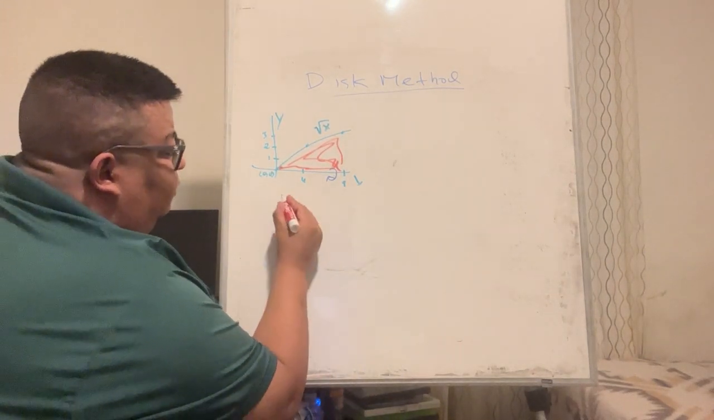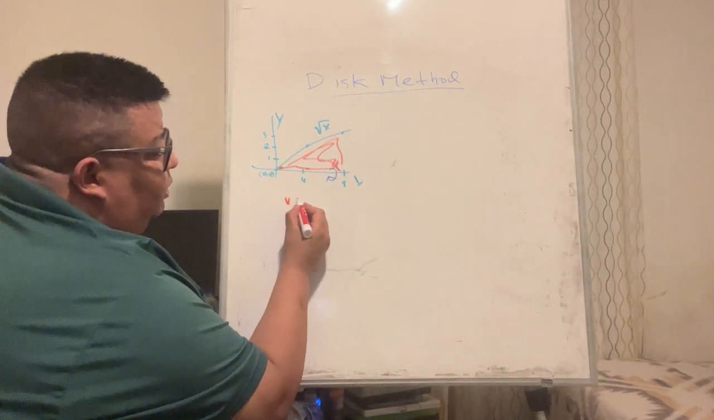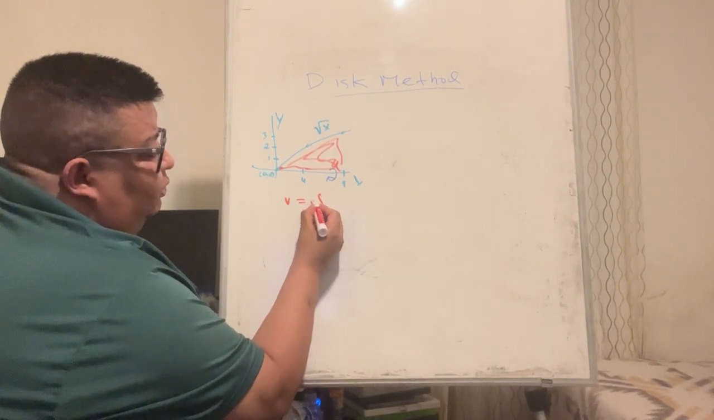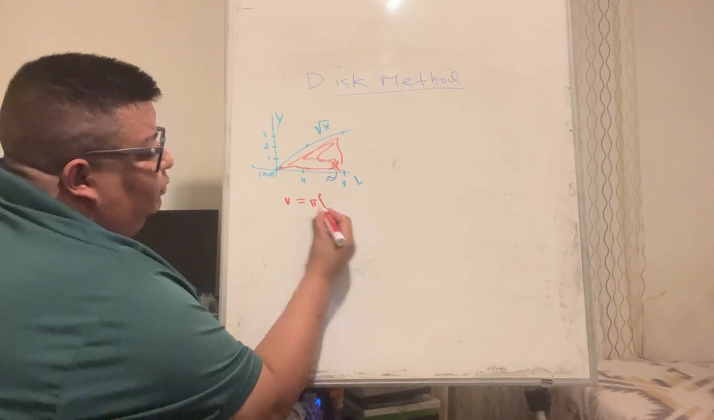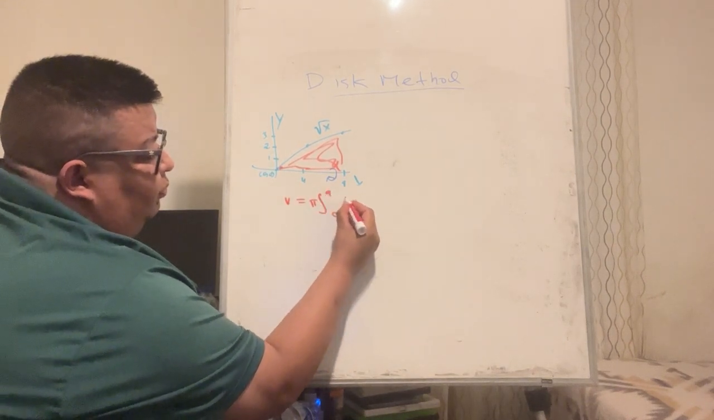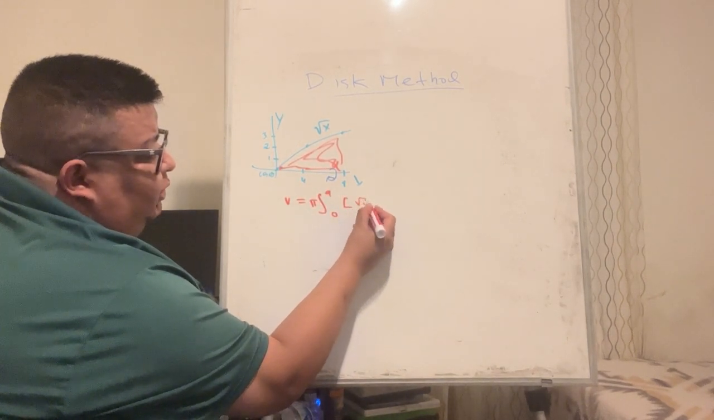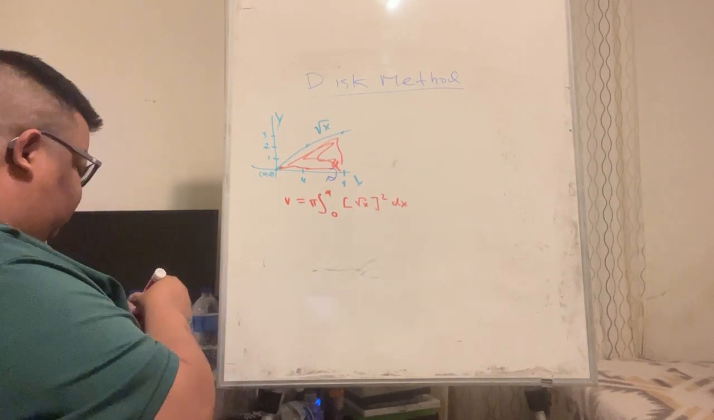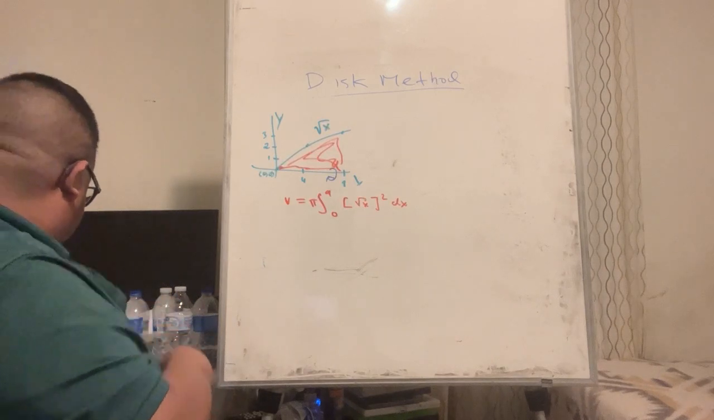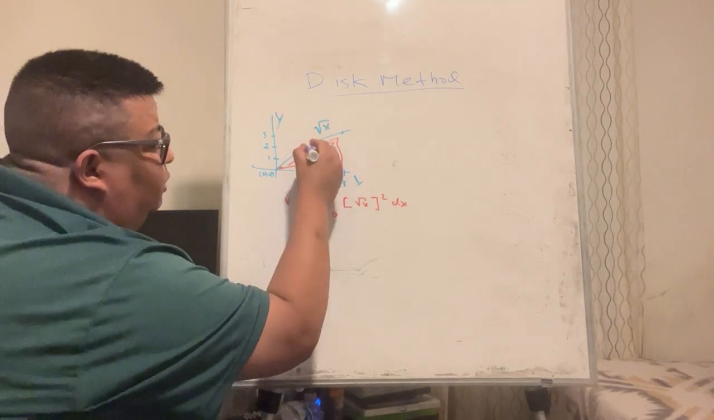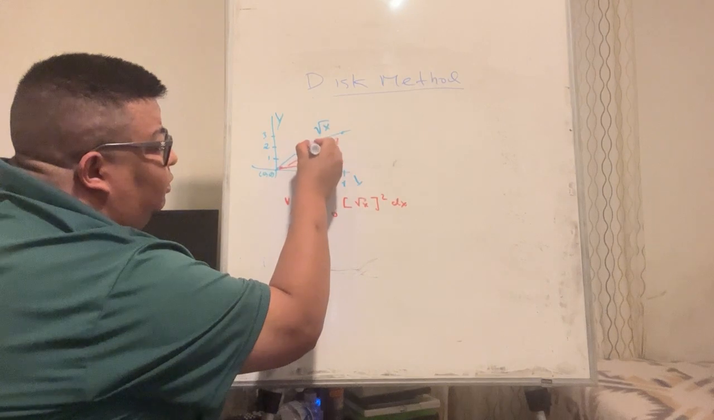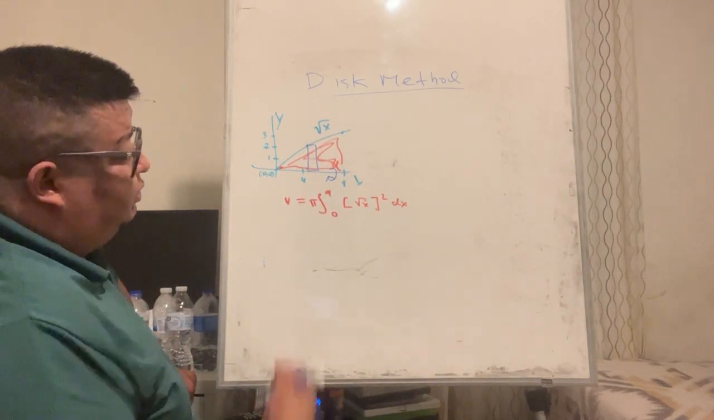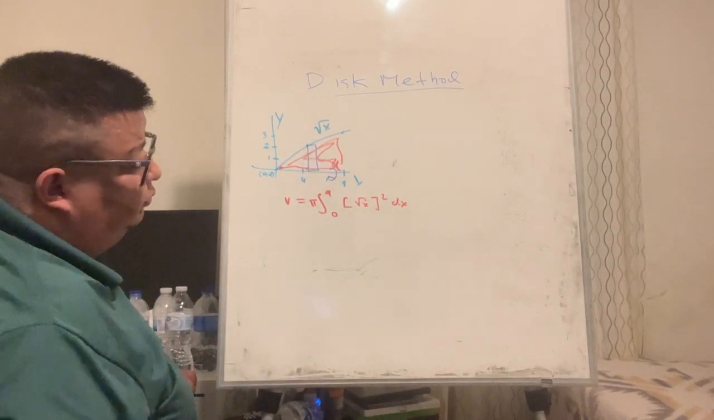So the volume is going to be equal to pi times the integral from 0 to 9 of square root of x, squared, dx. Because we want to rotate about the x-axis, we're going to create a vertical slab.